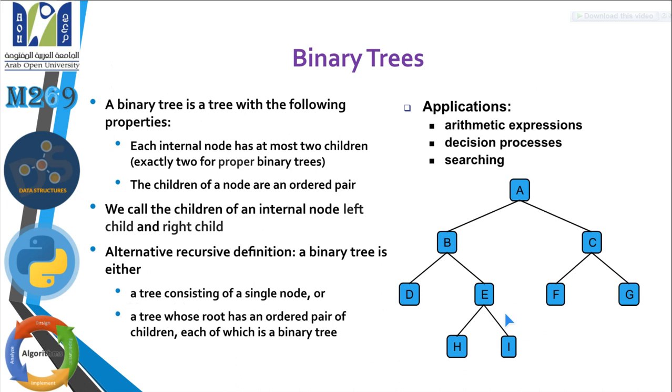Yes, two or less, not only two. You see, for example, here B has two. This is one, this is one. In this case, E has two, but D has zero. So it is still applicable. Yeah, maximum of two, not two, maximum of two. So this is called a binary tree.